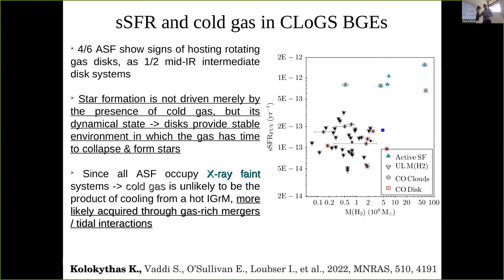So we suggest, of course the numbers are low and it is only a suggestion, that star formation is not driven merely by the presence of cold gas, but by its dynamical state. So the disks provide a stable environment in which the gas has time to collapse and form stars. And since all of these active star forming systems occupy X-ray faint groups, the cold gas is unlikely to be the product of cooling from a hot intra-group medium, but more likely acquired through gas-rich mergers or tidal interactions.